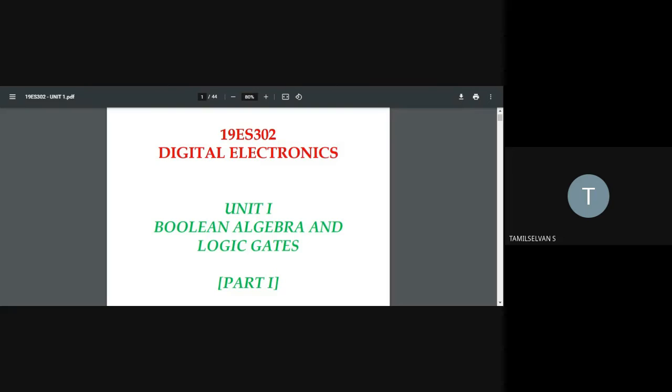Myself is Tamilselvan from Erode Sengunthar Engineering College, Perundurai, Erode, Tamil Nadu. And now I'm going to share some topics about Boolean algebra and logic gates in the subject of digital electronics. It is an essential subject for designing any logic circuit in our motherboard, calculator, computer, robots, etc.